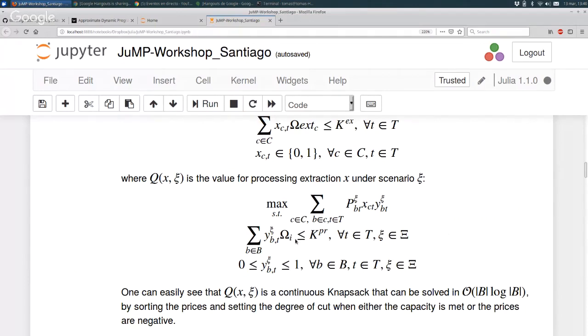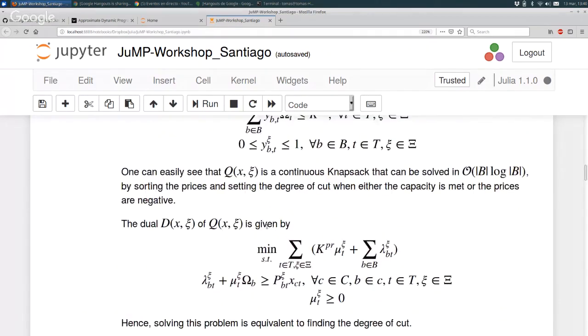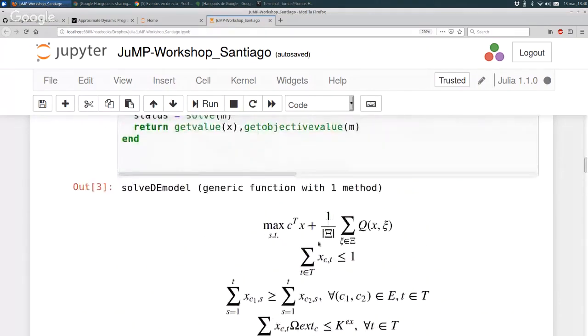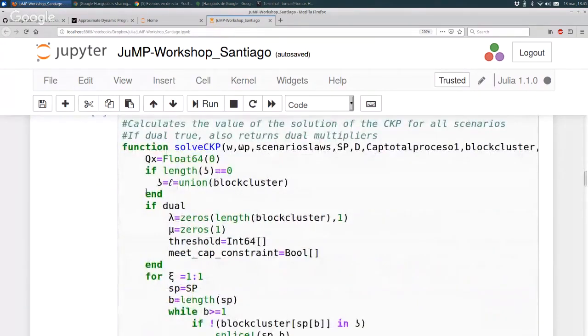If you meet these capacity constraints, you're going to have a positive dual variable related to that constraint. So you can calculate it very easily. You just sort. You can solve each of these subproblems in polynomial time, like n log n. But the number of cuts that you're generating can be infinitely many. That makes sense because it's an NP-hard problem. You cannot solve it in polynomial time.